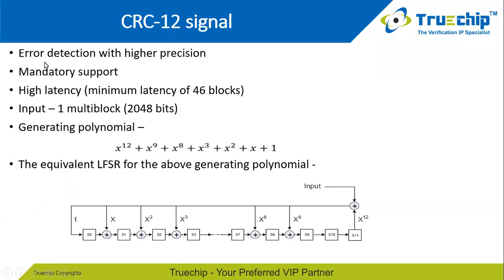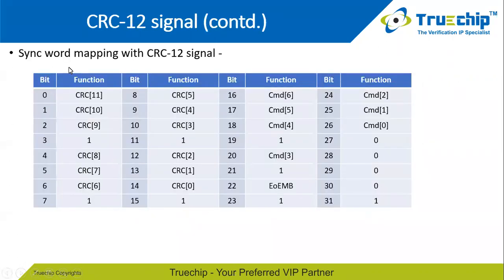CRC12 encoding is used for error detection when a higher precision is required. It is having a high latency of at least 46 blocks. Input is of one multi-block, that is 2048 bits are shifted serially in the LFSR. After all the bits are shifted in, 12 parity bits are obtained. The sync word mapping with CRC12 signal is as shown.